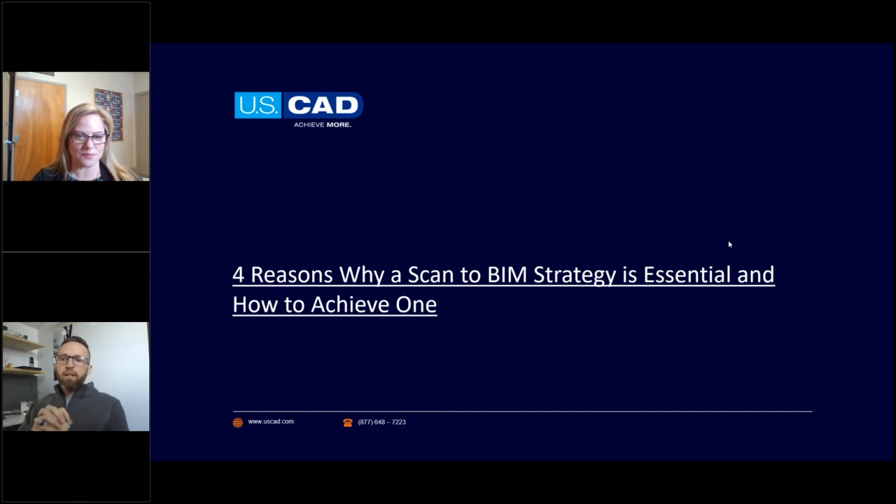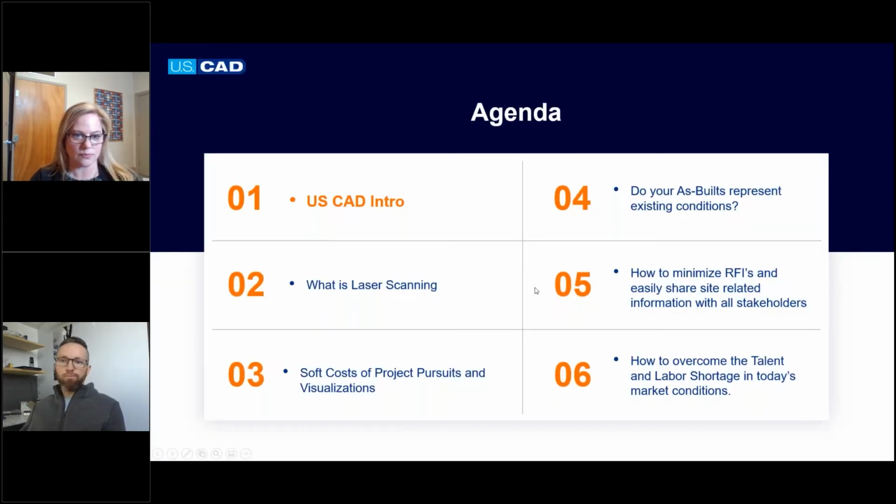Myself, Nick Miller, and Linda Garrity will be talking through 4 reasons why a scan to BIM strategy is essential and how you can achieve one. At a high level, we're going to talk through just a few key features. We'll run through the US CAD intro. We'll jump into what is laser scanning. We'll talk about soft costs for project pursuits and visualizations. Do your as-builts actually represent the existing conditions? How to minimize the RFIs on the back end of the project, and then what to do with the talent shortage that we have today.